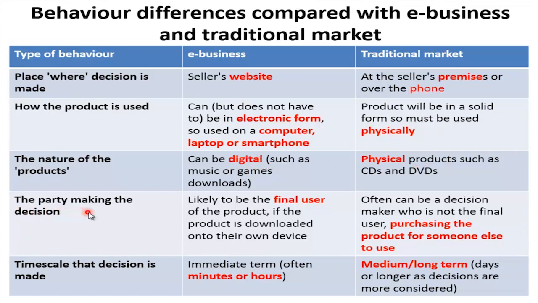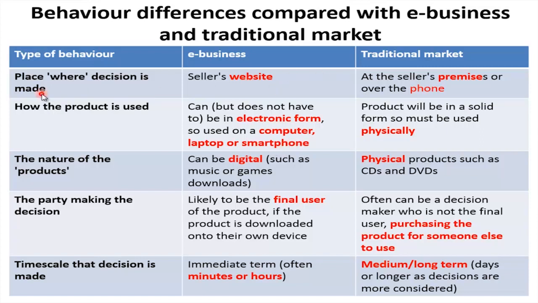The party making the decision: in e-business the final user is taking the decision. In the traditional market, the product is purchased for someone else to use, so the decision is based on the other person. But in e-business, the final user will decide. Time scale of the decision: immediate terms, minutes or hours, within minutes the decision can be taken. Sometimes this can take a long time in the traditional market. So those are the simple examples given here.